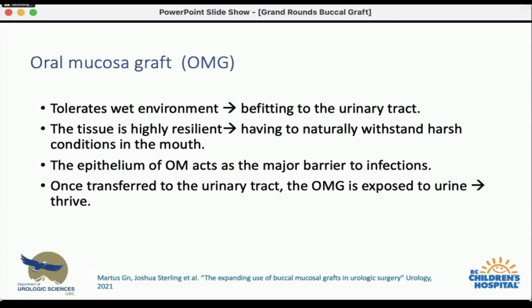It is ideal because it can tolerate the wet environment, therefore befitting the urinary tract. It is a highly resilient tissue. It acts as a major barrier to infections. And once it is transferred and exposed to urine, it has the ability to thrive. So it is imperative for urologists to become familiar with its intrinsic properties, techniques for harvesting, complications of harvesting, and of course, the various applications.